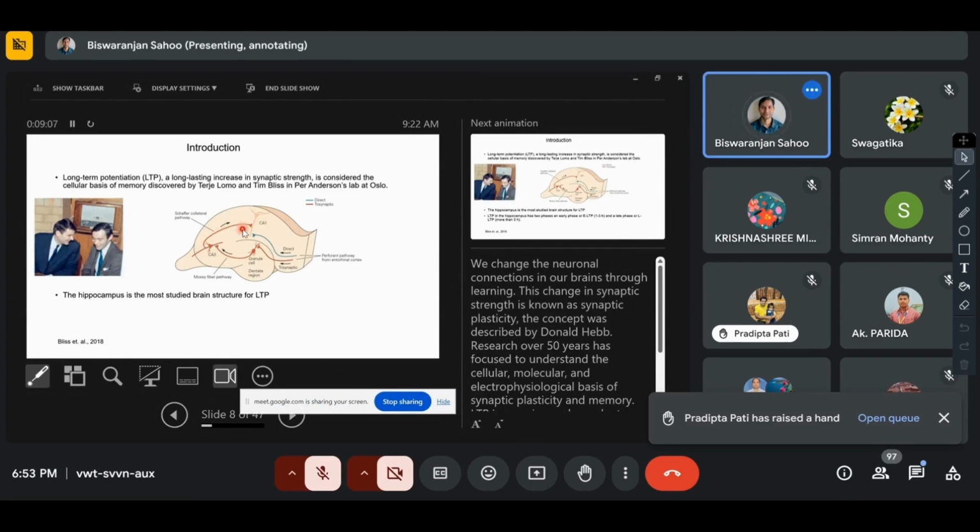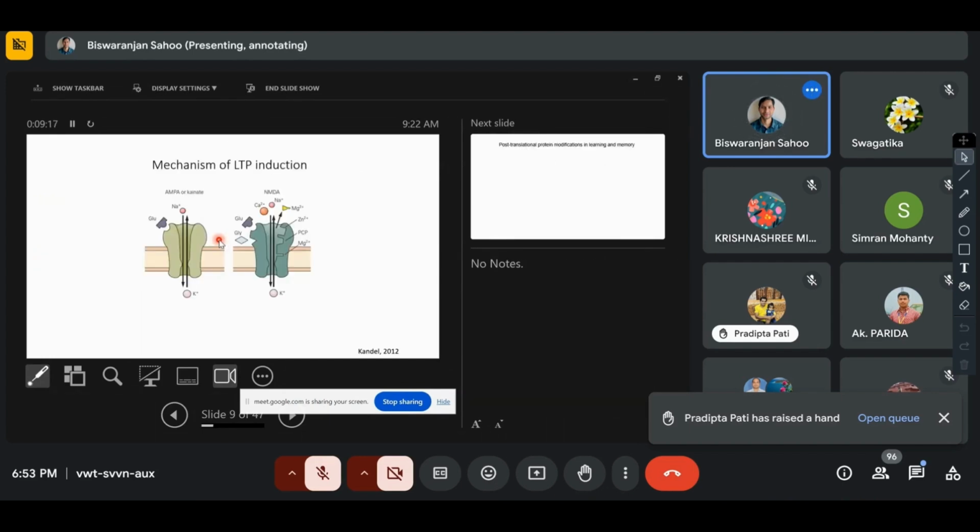My research focused on this Schaffer collateral pathway. So, a little bit about the mechanism of LTP. What happens in the pre and postsynaptic cell when LTP is induced?